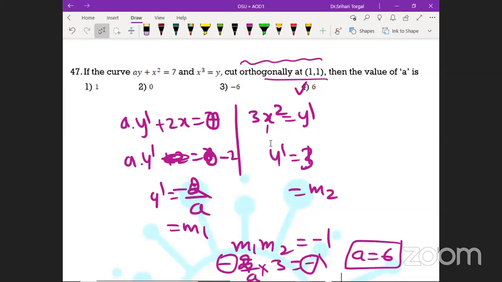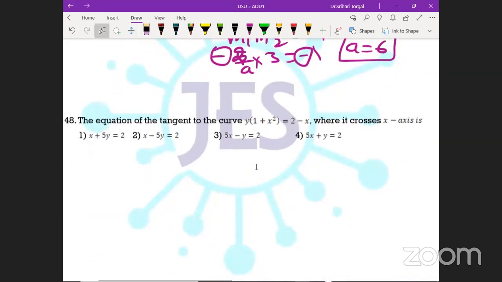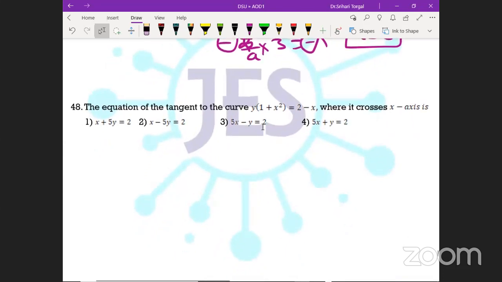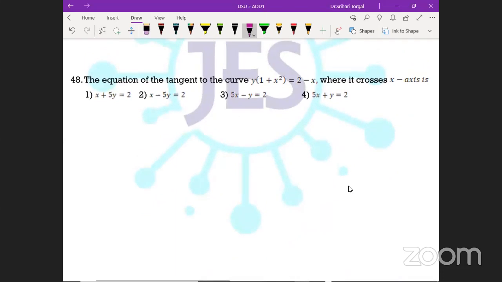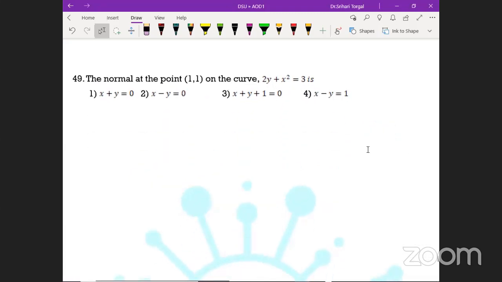Yeah. Next question. Similar kind of problem that we have solved earlier, okay? Similar kind of problem, try to solve this. Normal at the point. Yeah. The point which satisfies the equation. What is that? Option 2 is the right answer.